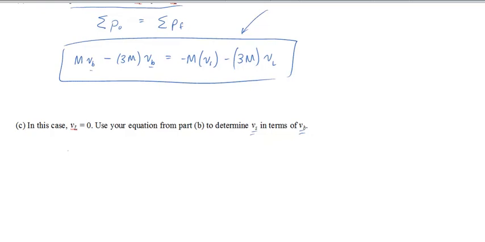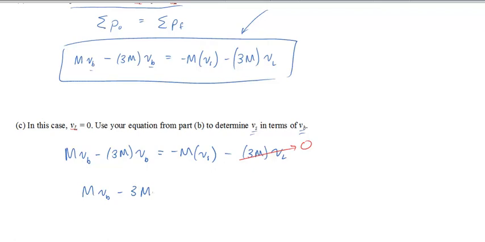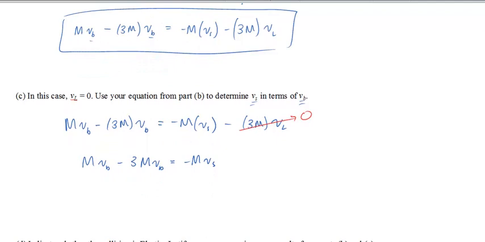Okay. So, if I take the exact equation I wrote up there, m times VB minus 3m times VB equals minus m times VS minus 3m times VL, well, it tells me in this part that VL is 0. So I'm left with 3m VB equals minus m VS. Okay. Well, what do you know? We can cancel out all my m's, just divide everything by m.